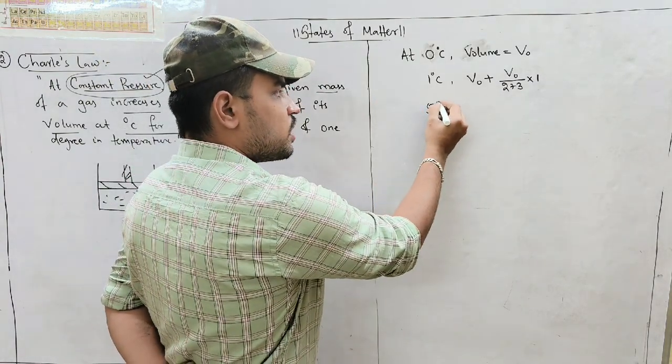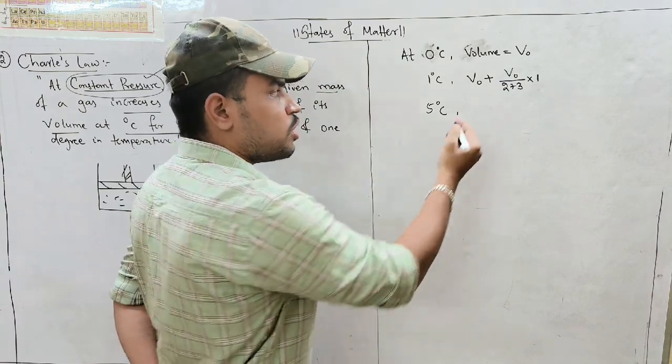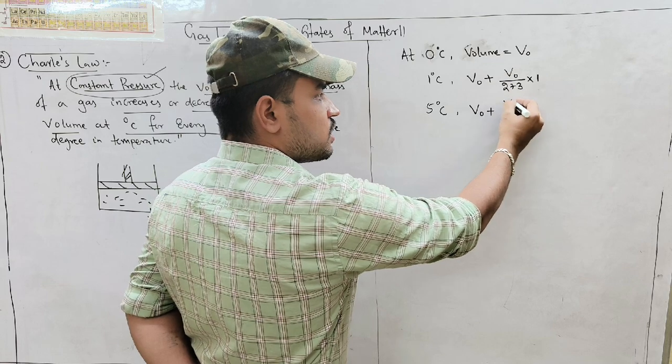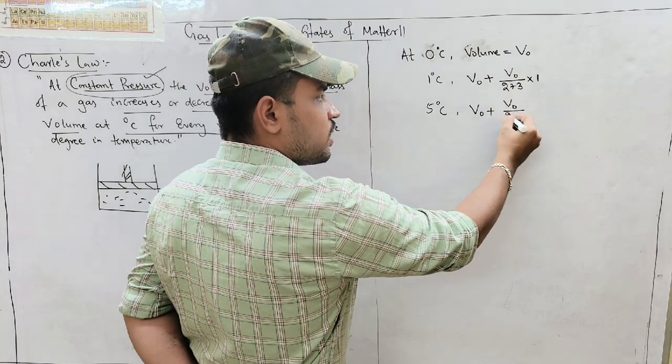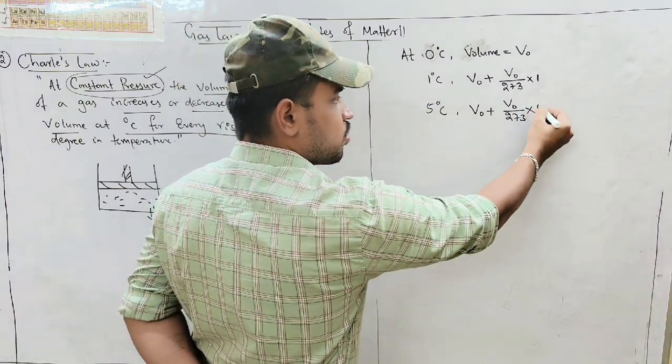Let's take if the temperature is increased by 5 degrees centigrade. So how much is the volume going to increase? V0 plus V0 by 273 into 5, as it is going to increase 5 times.